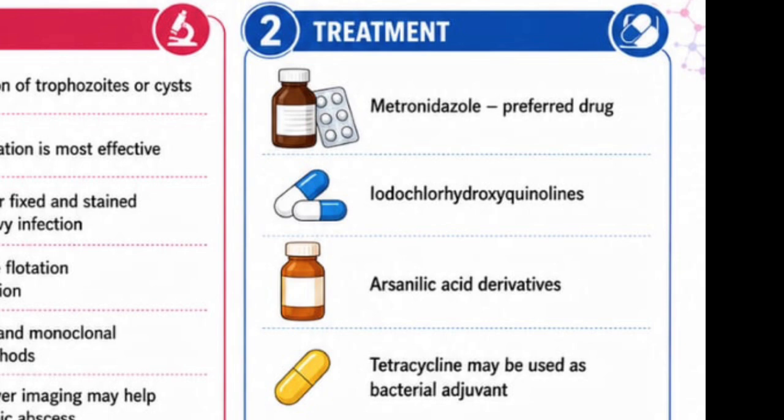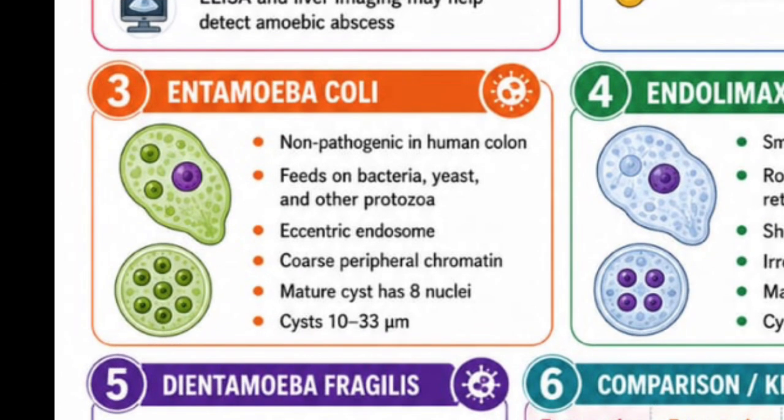Also you have iodochlorohydroxyquinoline, so you can also use it. Also use tetracycline here. You can also use the arsenic acid derivative to treat. So you can use metronidazole, iodochlorohydroxyquinoline, tetracycline, and the arsenic acid derivative. You call it MATI. As for Entamoeba coli, the only one that causes disease majorly is the Entamoeba histolytica.